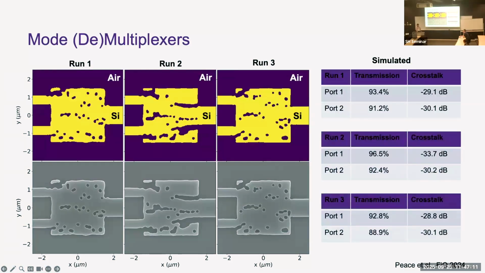And then we simulate their performance. You see, their performance actually is not too different from each other. So we just choose one that's good enough. We fabricate it, and then we test it. So that's the mode multiplexer, because I want to measure what mode.